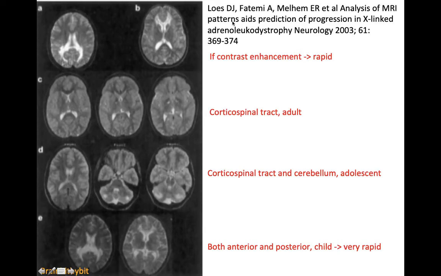About 20 years ago, the group by Loes looked at the patterns of white matter involvement in patients with X-linked adrenoleukodystrophy, and the majority of pediatric patients, about 85%, have a parieto-occipital pattern, and the remaining 15% have a frontal predominance. And if you give contrast and there's contrast enhancement, the prognosis is worse and the patient will deteriorate more rapidly than patients who do not have contrast enhancement. In adult patients, there's involvement of the corticospinal tract. In adolescents, typically the corticospinal tract and the cerebellum. And in a very small minority, there's involvement of both anterior and posterior white matter in children, and this has the worst prognosis.